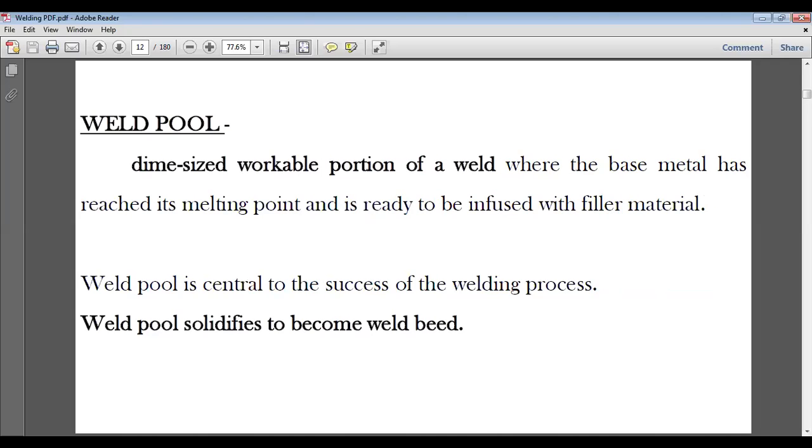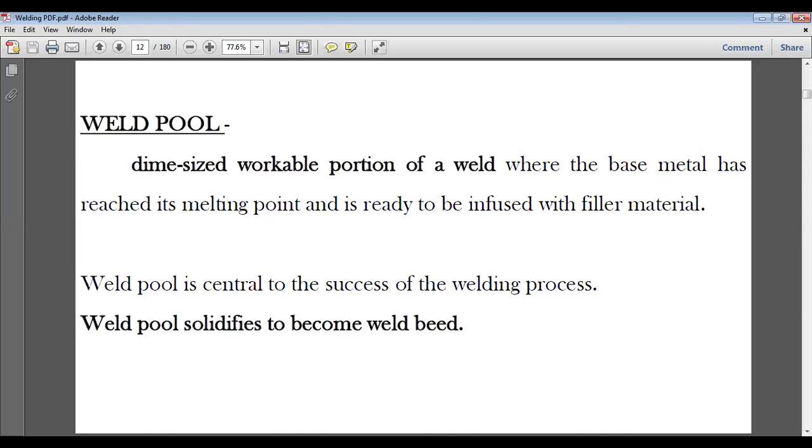Now, what is weld pool? Weld pool is the area where the molten metal is formed. The weld pool is basically a small workable portion of a weld, a small pool where the molten metal is fused together to form a joint. So weld pool we'll discuss later on.